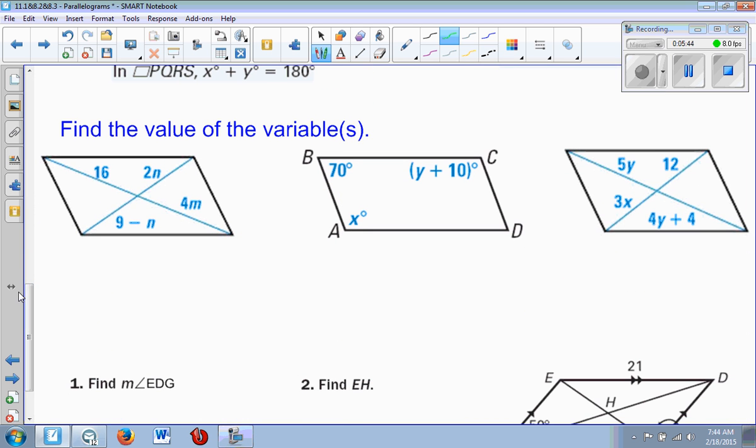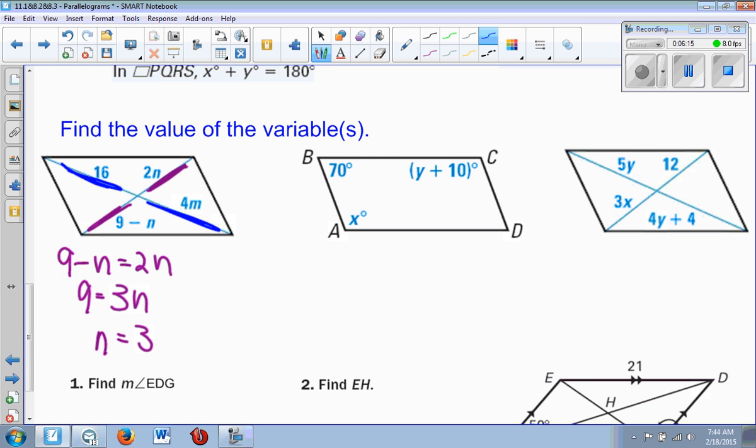Coming down, 3 problems dealing with those 2 properties. So in the first one, we've got diagonals. So what we know is that the pieces of the diagonals are congruent to each other. So the 2 purple: 9 minus n equals 2n. To solve, I would add n to both sides. So 9 equals 3n. And dividing by 3 gives me n equals 3. The other diagonal is also bisected, so the 2 blue portions are congruent. So 16 equals 4m. And if I divide, we get that m is 4.